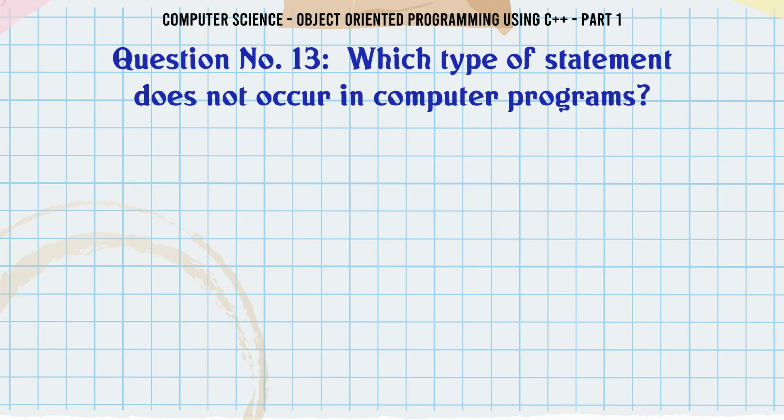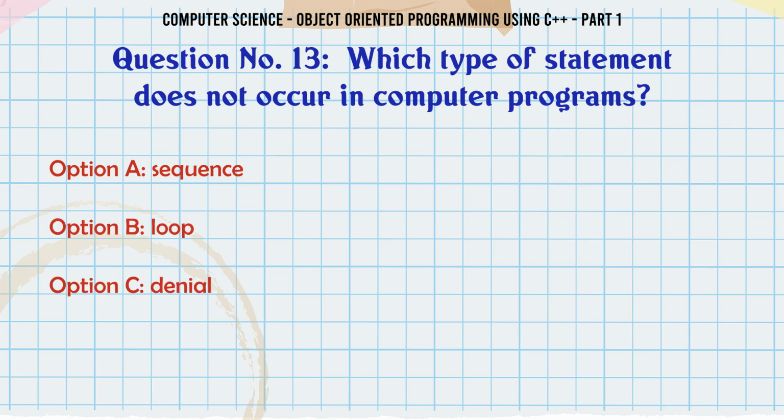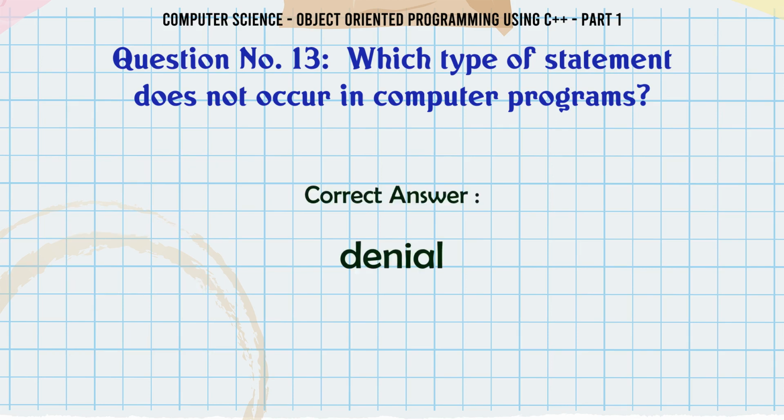Which type of statement does not occur in computer programs? A. sequence. B. loop. C. denial. D. selection. The correct answer is denial.